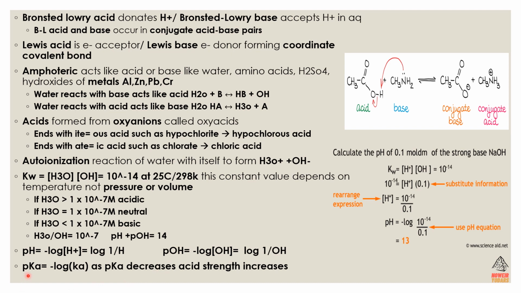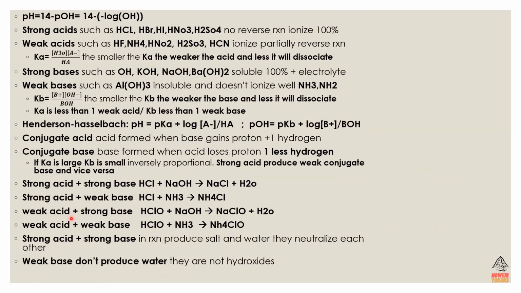So pKa describes the acid strength. It's kind of the same as pH, but instead of H plus, it's actually Ka. So as pKa decreases, acid strength increases. It's inversely proportional: pKa is inversely proportional to the acid strength. pH is also equal to 14 minus pOH, or 14 minus log OH. You can kind of play around with the equations.